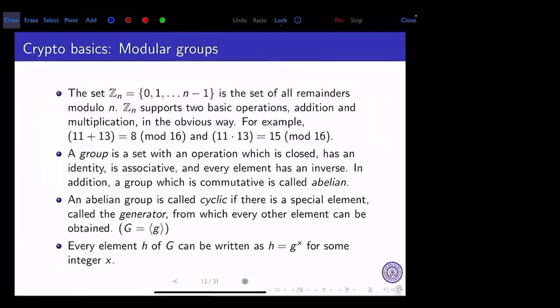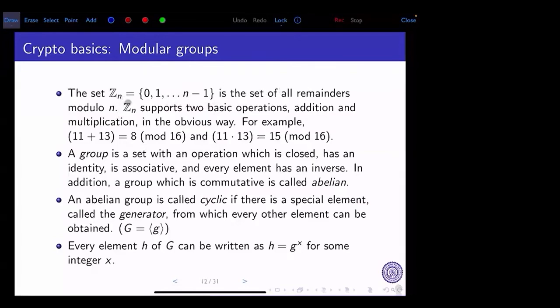And I will require this notion of modular groups. Let me see if I can explain this correctly. We will be talking about this set called Zn, which is a finite set of remainders when divided by n. If I divide a number by n, the remainders cannot be greater than n, and the remainder has to be in 0 to n minus 1. So these are the set of all remainders when divided by n.